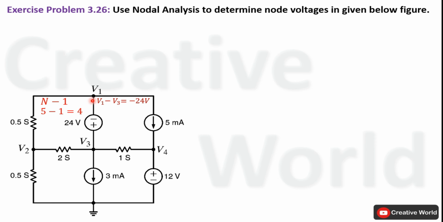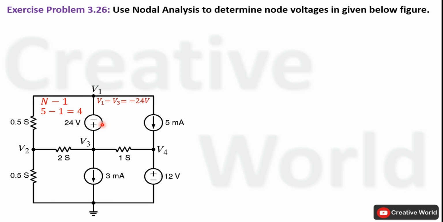Here I am considering V1 to be at higher potential than V3. That's why the difference is taken as V1 minus V3. Now because V1 is at higher potential, definitely the flow of current will be from V1 to V3. In this case, current will enter from the negative terminal of this voltage source. That's why we have taken a minus sign with its value, minus 24 volts.